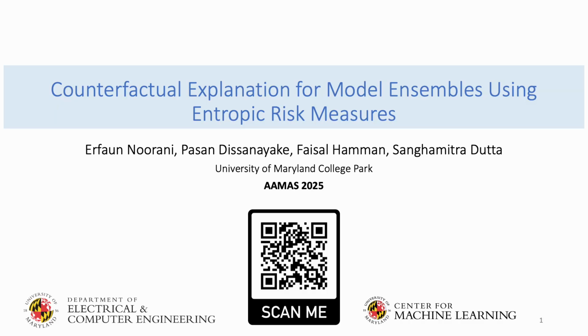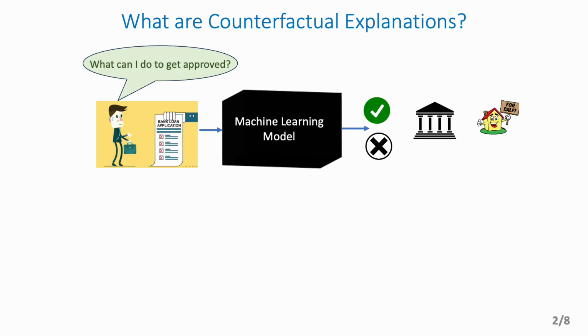Hi everyone, this talk is on counterfactual explanations for model ensembles, where we introduce the new perspective of entropic risk measures. So what are counterfactual explanations? Let's say an applicant applied for a loan and gets denied. Now the applicant might want to know what they can do to get approved.